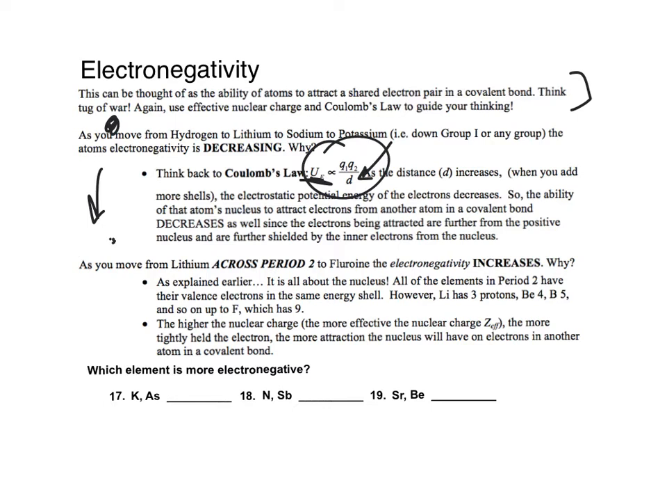Number 17 down here: which element is more electronegative, which is closer to fluorine the floozy, potassium or arsenic? Well, arsenic's way closer. Nitrogen or antimony, what's closer? Oh yeah, nitrogen is right next to fluorine. And Sr or Be, strontium or beryllium, what do we think? It is beryllium. Whatever's closer to fluorine, or just follow the trend. Strontium was way below beryllium, so strontium had more shielding, so it had less electronegativity.